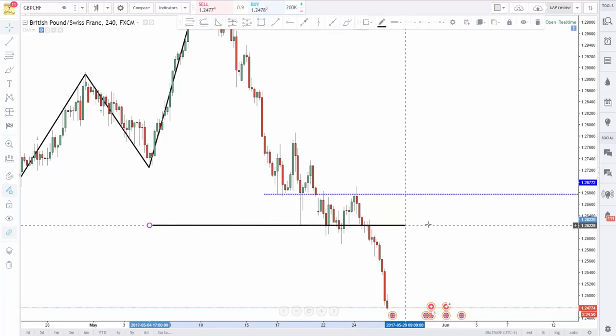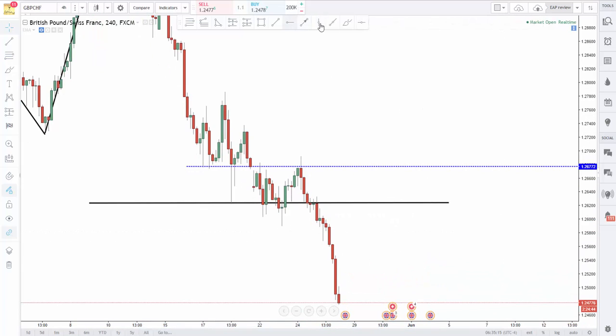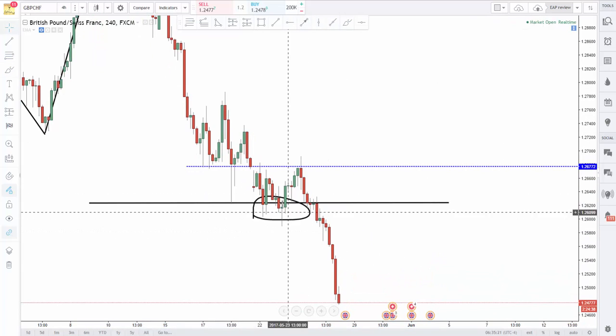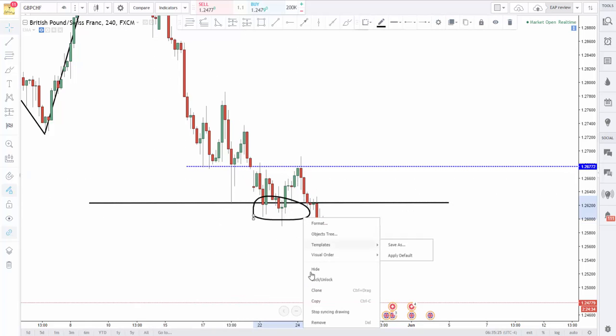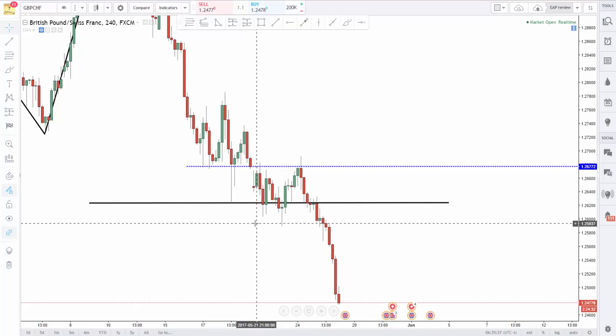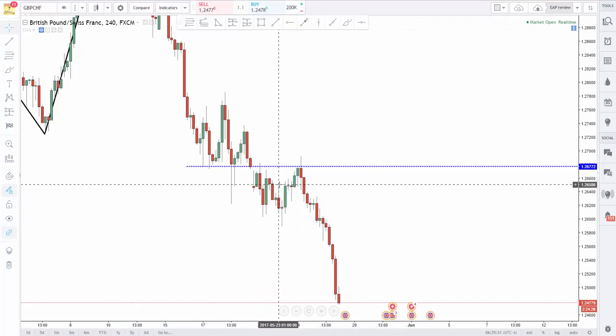Here is another support level that was broken. As you can see, this was broken and closed below by these candles here. So that's the second level of structure support that has now been broken. And this is just some really simple structure-based analysis, guys. Once those 2 structure levels have been broken, I'm again continuing to look for a reason to go short on this market because of what I've just seen.